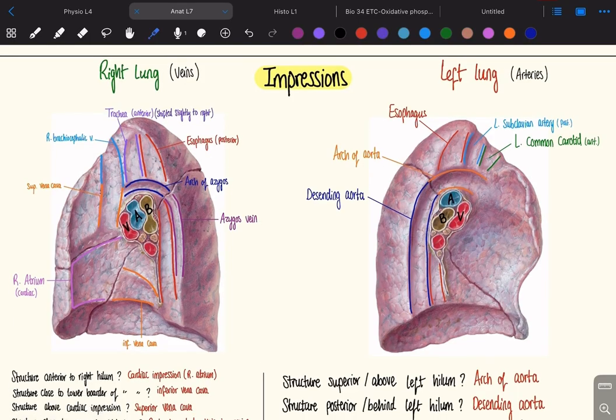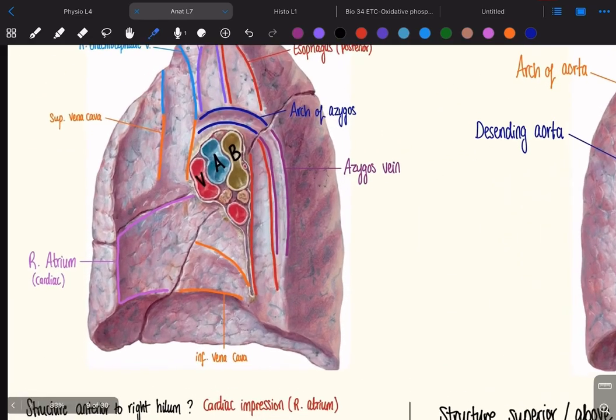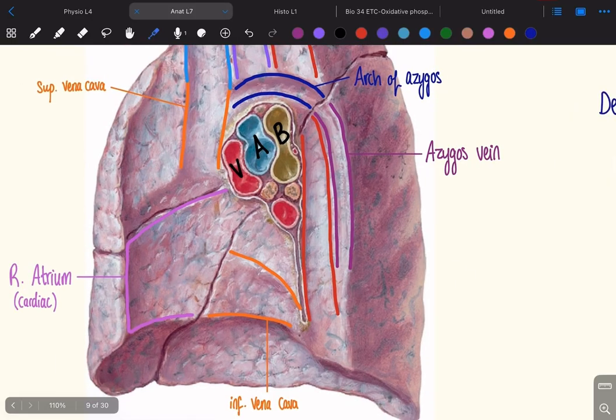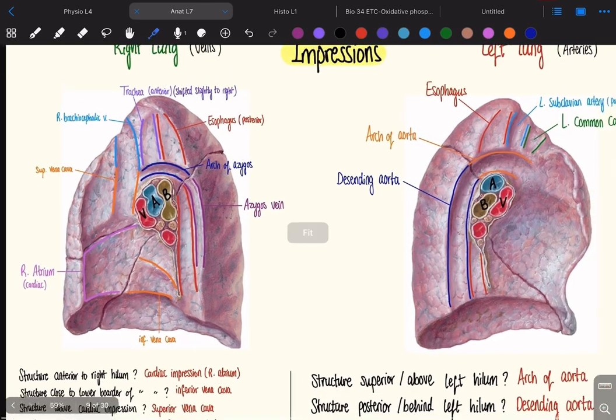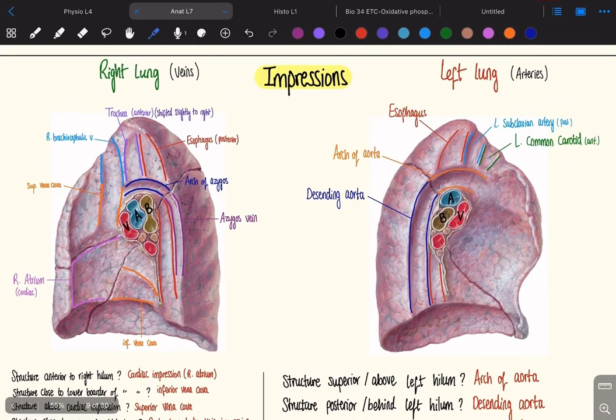What do impressions mean? Impressions mean like a groove or a place for the structure or for the vessel to go through. So if we pay attention here, we can see there are a lot of impressions here. All of them, I've lined them in colors, okay? So as I said, mostly everything here is color coded. So we're going to start with the right lung as usual, okay?